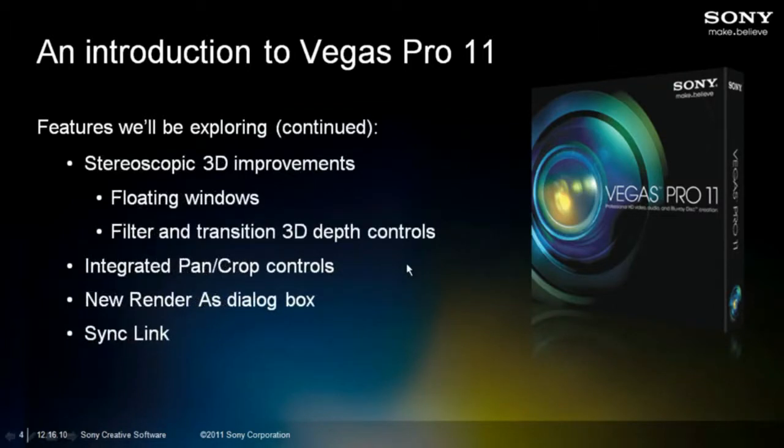We'll also talk about text and titling tools, the OFX implementation that we've put into place, and several stereoscopic 3D improvements. So if you've got a pair of red cyan anaglyphic glasses handy, you might want to go grab those right now, so that when we get to that section, you can put those on and see the results of the work that I'm going to be doing. Then integrated pan crop controls, a new render as dialog box, and sync link. All these features I sort of call icing on the cake, and the real meat being the GPU acceleration.